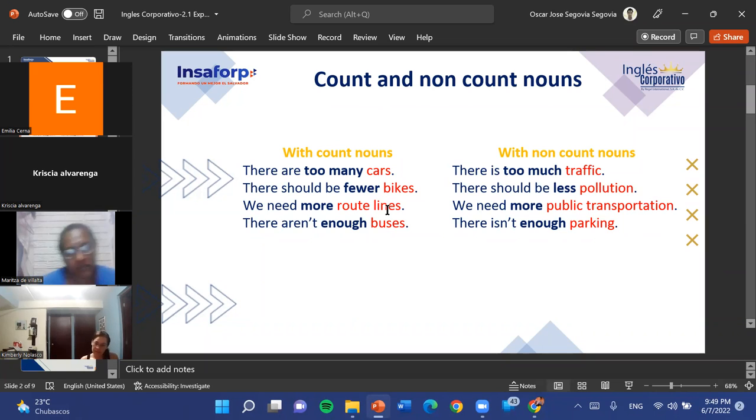Relacionado con los carros y las motocicletas, when new model driven school. Okay, yeah, that is also very important. We need more driving schools. Yeah, that's a good idea.